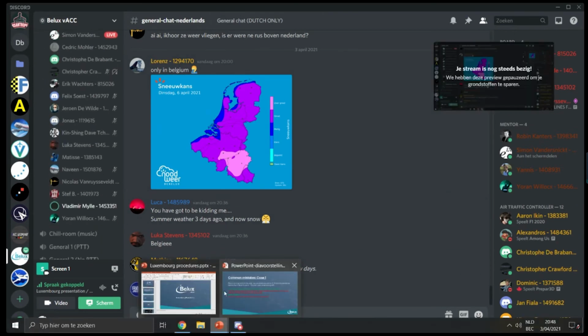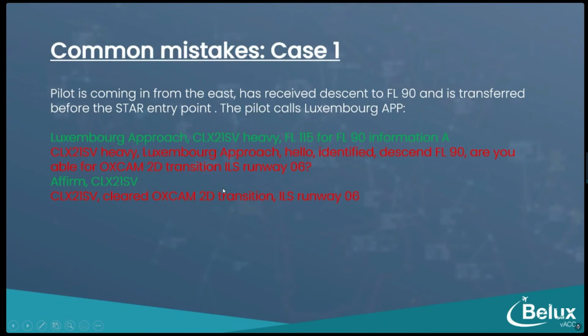Yes. He got transferred before the star entry point, so he should already have got a star, but you still had to give it to him. Yeah, basically, you should give the star first, before you give the transition. That's the thing, indeed. That's correct.